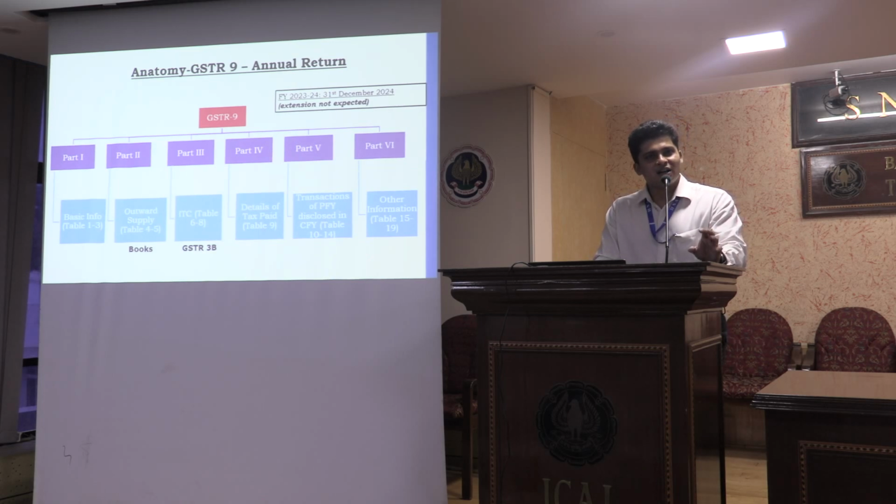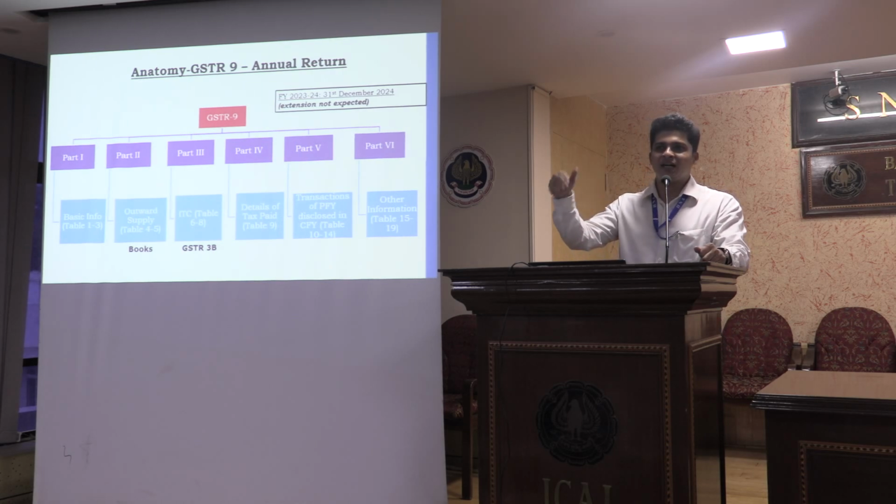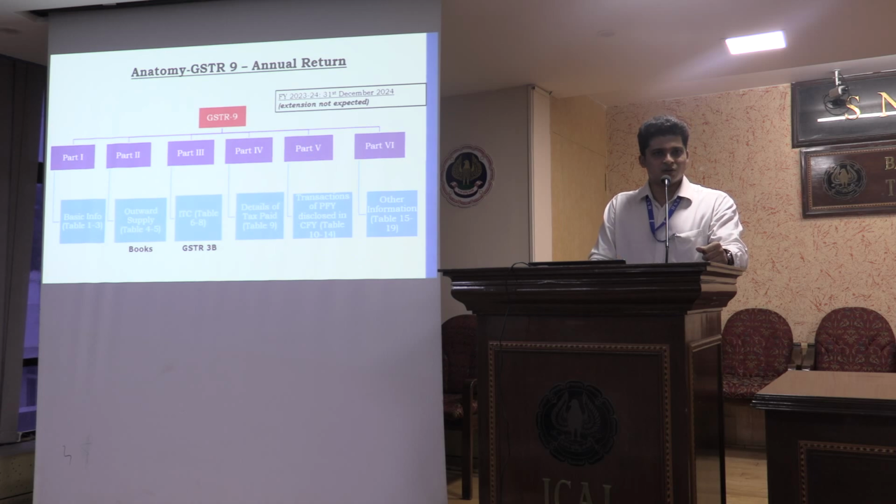In GSTR 9 table 9, which is the part 4, there will be an excess paid disclosure, that is, tax payable is lower than tax paid. When we come to GSTR 9C, I will match 80 to 80 and it will get closed. What happened to that 20? Maybe you may need to go for a refund.